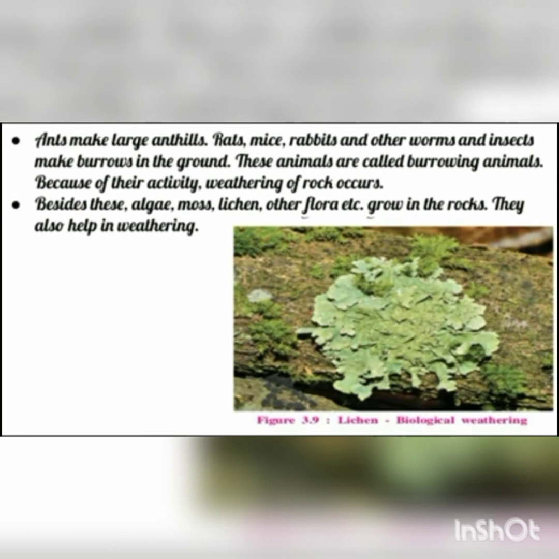Now ants make large ant hills. You must have noticed that ants build ant hills. Rats, mice, rabbits and other worms and insects make burrows in the ground. These animals are called burrowing animals, which you studied in lower classes. Because of their activity, weathering of rocks occurs. So because of the ants, rats, mice and rabbits, weathering of the rocks takes place.